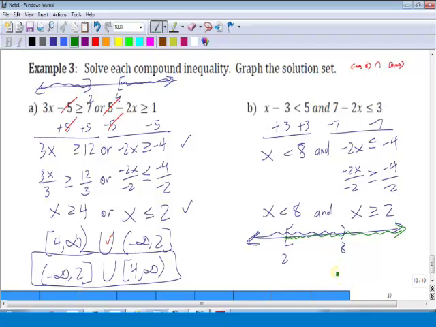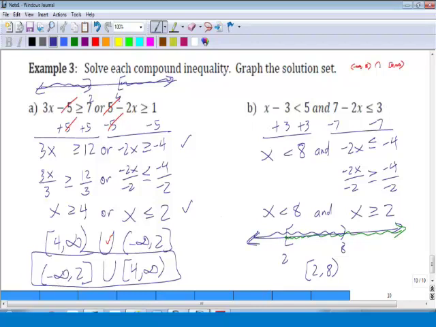And it's got to be what got shaded both times. What interval on the number line got shaded both times? What do these have in common? 2 to 8. So that's what we write. 2 on the left, 8 on the right. That's the solution set to this compound inequality. Okay, it's what the solution sets to the two inequalities have in common.